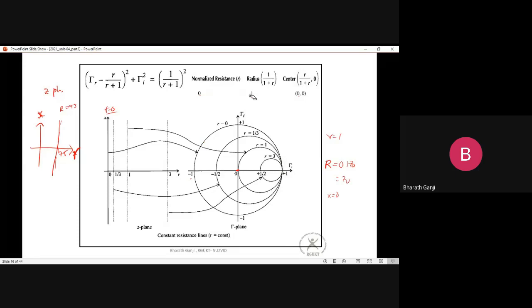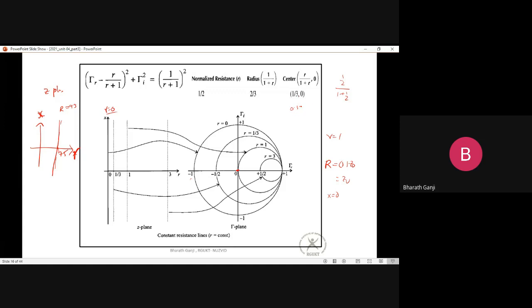Next, let me take another constant resistance line. Suppose I take the resistance as 1/2. If the normalized resistance is 1/2, then the radius of the circle will be 2/3. And the center will be 1/2 divided by (1+1/2), which gives 1/3, which is about 0.33.